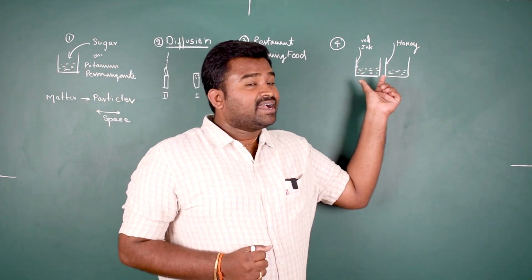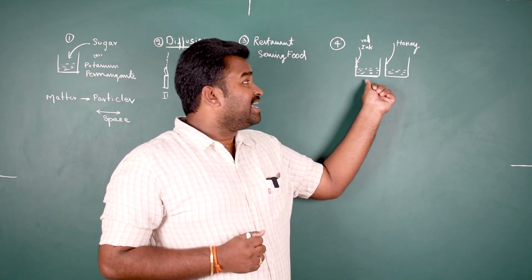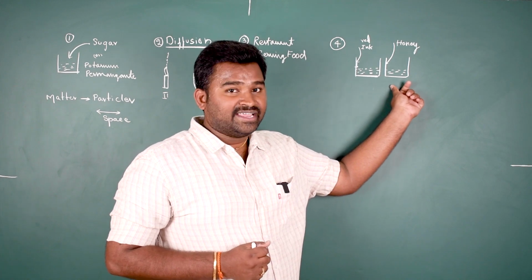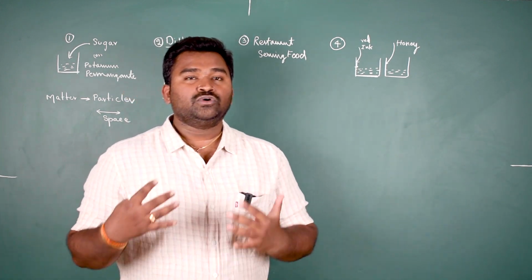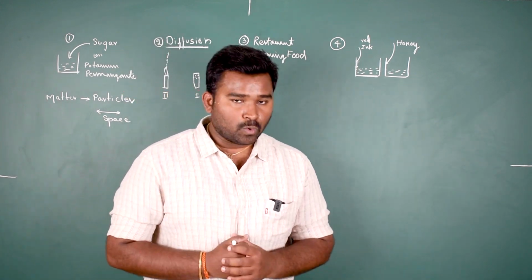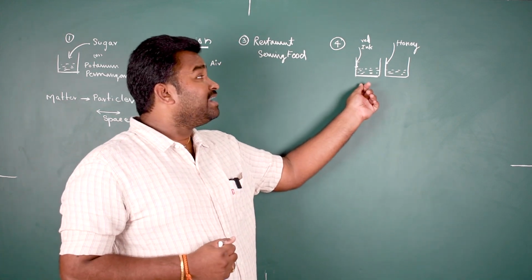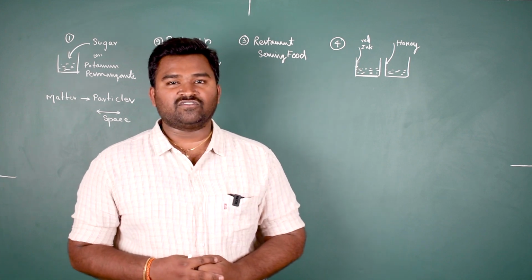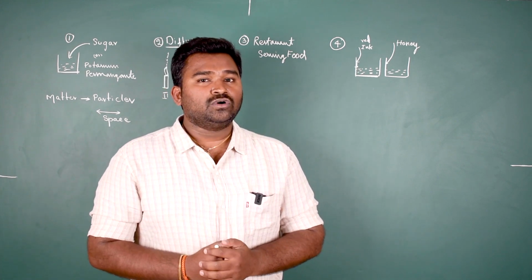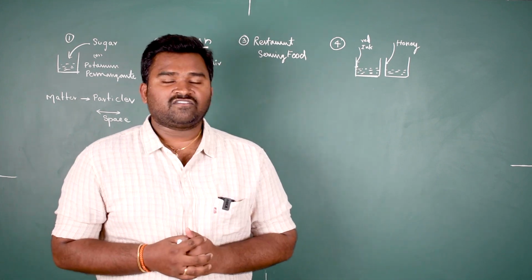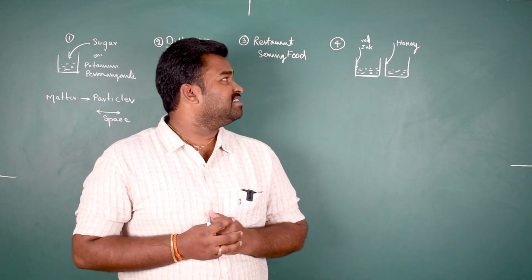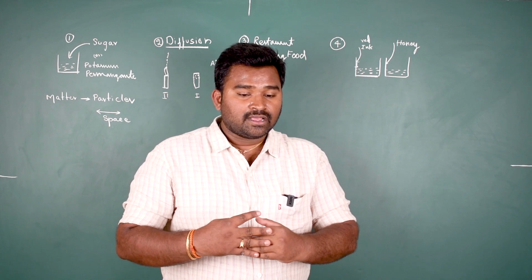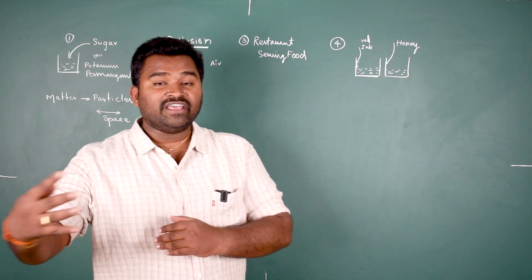So here the kinetic energy of the particles of ink is more compared to that of the honey. So why are they more? In trying to understand why, the particles are actually held together by certain forces of attraction. The stronger the attraction that holds them together, the more difficult it becomes for the particles to move away.